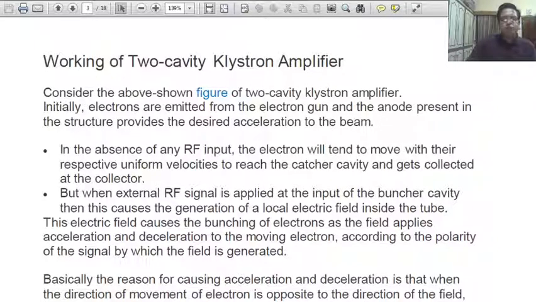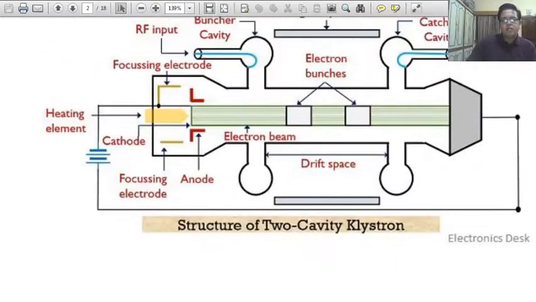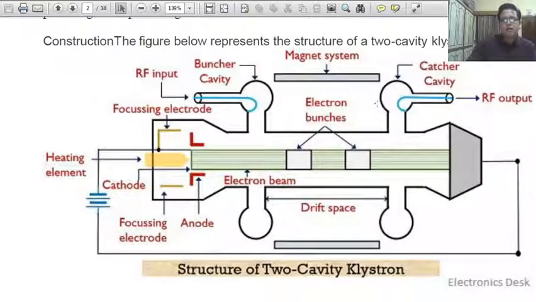Welcome all of you. Today we are discussing the working of the two-cavity klystron amplifier. In the last lecture, we understood its construction and its different parts. In the last lecture, we saw this is the construction of a two-cavity klystron.